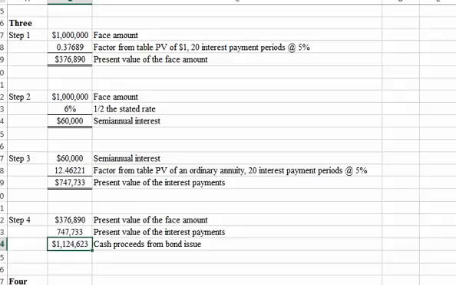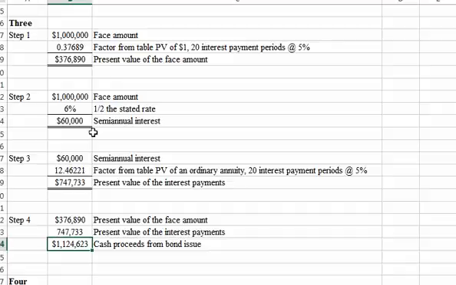Now the cash proceeds from the bond issue are more than the face amount of $1 million. That's because the issuing corporation is paying a contract or stated rate of 6% every 6 months, when the market rate for similar investments was only 5% every 6 months. So the investing public is willing to pay more than the face amount for these bonds because the interest rate they're paying is higher than the market rate of interest.